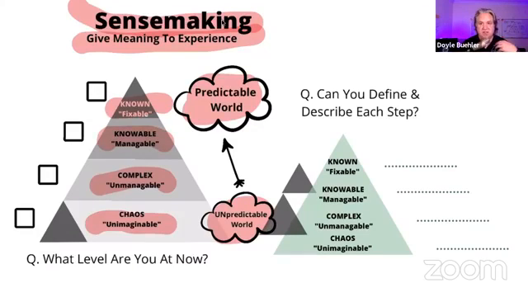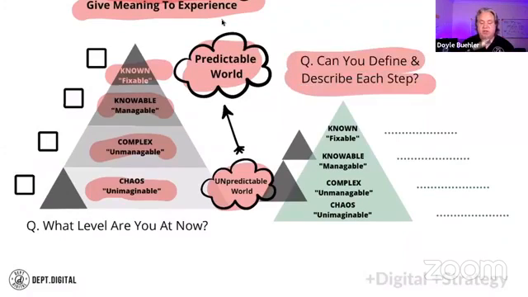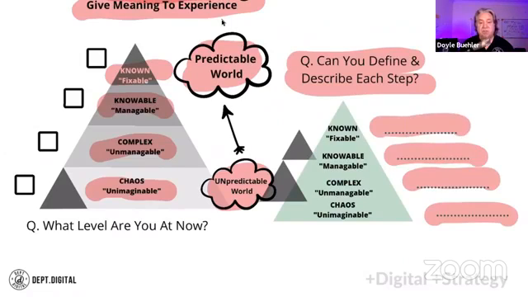It's for us to understand, okay, what's really important here? What can I provide to my audience to help them know more, to help them know better, right? So, quick question: can you define and describe each step along the way? What does chaos look like to you? What does being complex and unmanageable look like to you? What does being knowable and manageable look like to you? And what does being known and fixable look like?